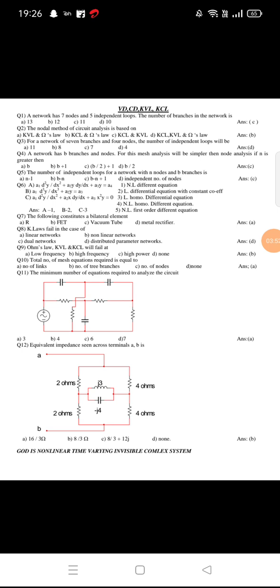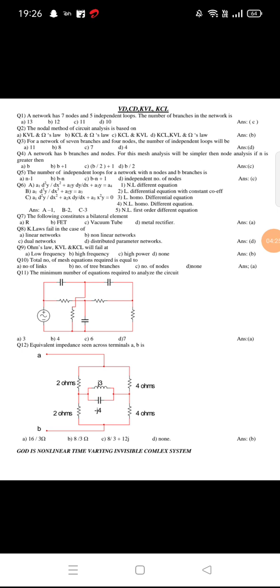Okay, next, seventh question. The following constitutes a bilateral element. Okay, a bilateral element is nothing but an element which will allow current in both directions, or whose properties or characteristics cannot change with change in voltage and current, right? In the case of a resistor, that is possible. FET, that is not possible. Vacuum tubes, non-linear device, that is also not possible. Rectifier diode is also a non-linear device, hence the answer is resistor.